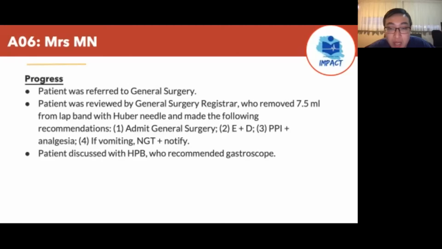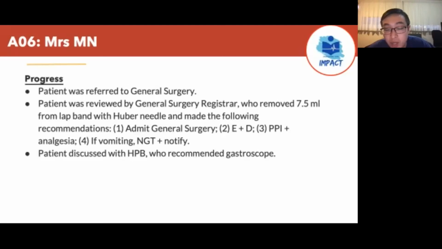need surgery. They started the patient on some PPIs, some analgesia as required, and if the patient vomits, because there's the lap band present, there's a high risk of aspiration and causing a chemical pneumonitis. So they suggested an NGT and to notify the home team if that happens. So afterwards, the patient got admitted to general surgery.